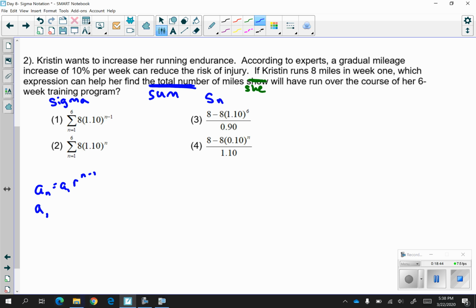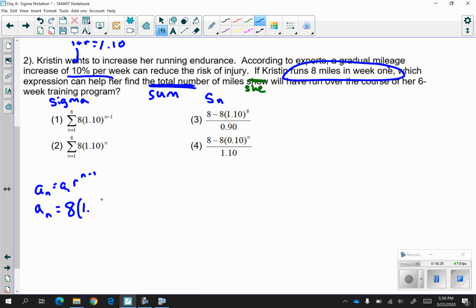when you go and you find your explicit formula, our first term, she's running 8 miles week 1. That's your a sub 1. Now she's increasing 10% per week because you're increasing, that's a 1 plus r, right? So this is going to be 1 plus 0.10, so 1.10. Keep in mind that this r represents the rate, whereas this r represents the common ratio. This r has to deal with explicit formula. This r has to deal with sequences. I know they're both the same letter and it gets confusing.